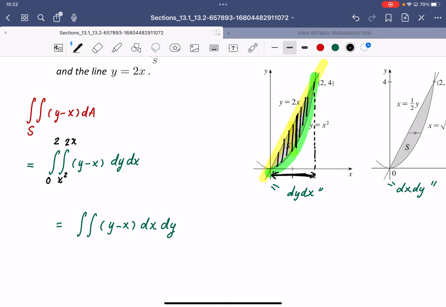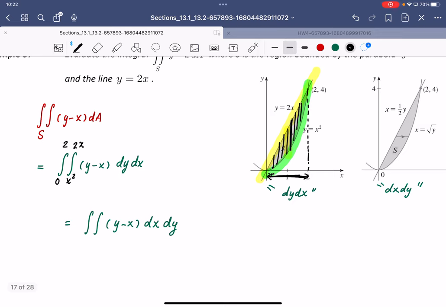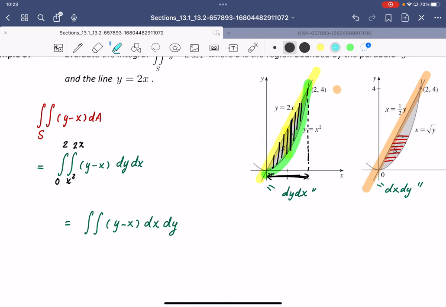If you understand the idea that the integral can be set up like this, you can repeat it again with dx dy. For dx dy, what you do is you slice horizontally. So you have to think which one is on the left and which one is on the right. Here, the one on the left is going to be the orange one. The one on the right is the blue one. The blue one is on the right hand side, and the orange one is on the left hand side.